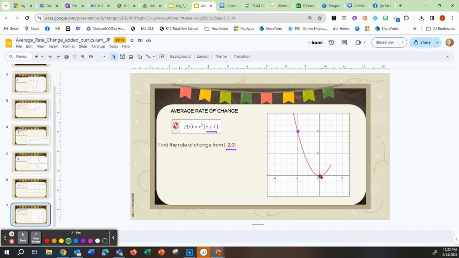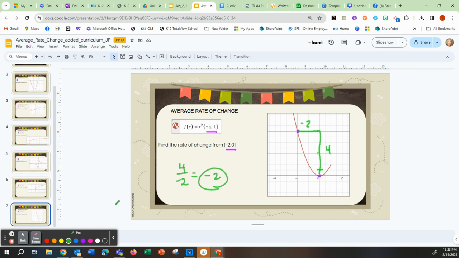So I'm going to count rise. If I count, you can count 4 here. Let's do 4 since it's marked. And then my run would be 2, and I'm going to the left, so that's -2. So my slope will be 4 over -2, which reduces to have a slope or rate of change of -2.